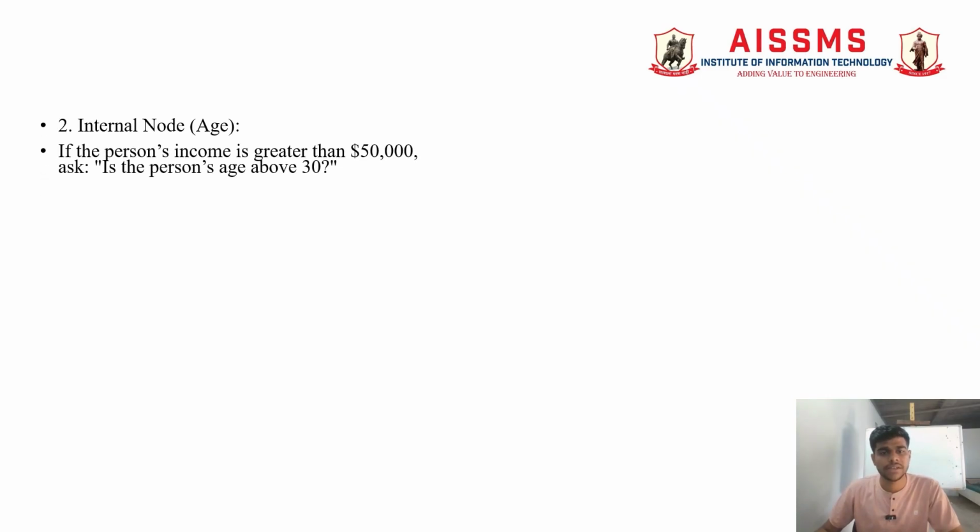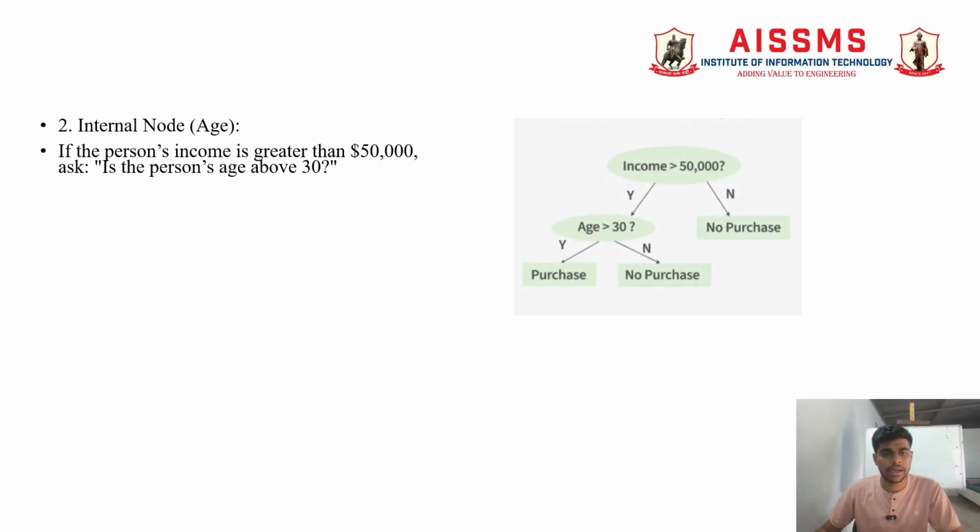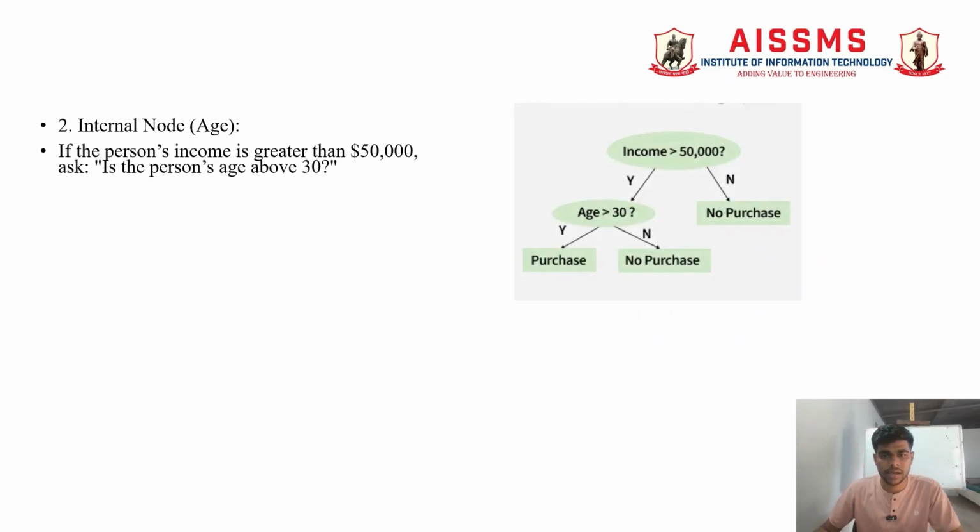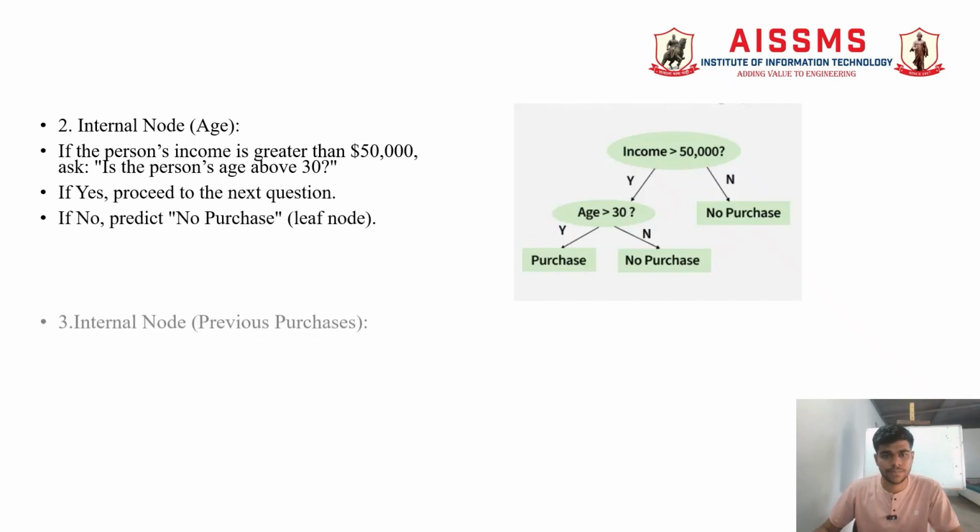So this is our next internal node. In this internal node, we ask a simple question: if the person's age is greater than 30, then the customer will definitely buy a product. If the person's age is not greater than 30, they will definitely not make a purchase.